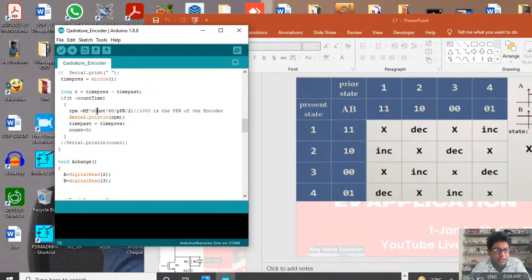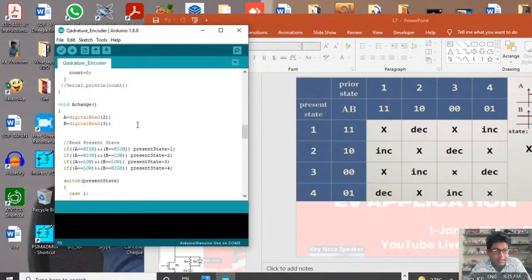Whatever count I am obtaining, I am dividing by the PPR by 2, because a pulse means first rising, then falling, then again rising. So you have to divide by 2, and that is my RPM. After calculating, I am swapping the time present and time past. Continuously it is counting, and I am making the count 0.